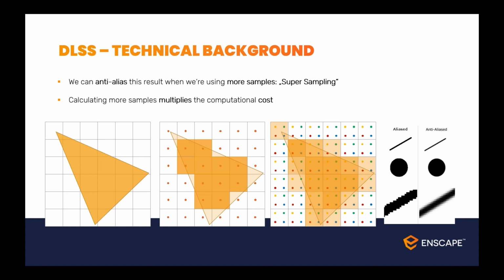However, calculating those additional samples is of course not free. In fact, it would multiply our performance cost by the amount of samples we take. So with only 4 samples, we usually don't even get a very smooth result. We need more samples than 4. And that does, of course, not scale very well for real-time rendering, where all of this has to happen in a fraction of a second.